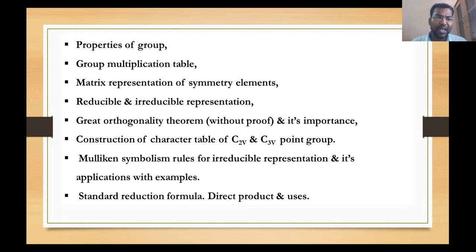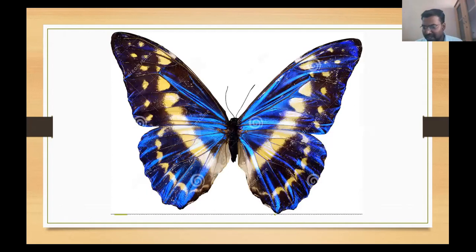Then an important topic that we will discuss is the group multiplication table. Then matrix representation of these symmetry elements, then reducible and irreducible representations. After that, we will talk about the great orthogonality theorem without proof, and its importance. Then the construction of the character table for two important point groups, that is C2v and C3v. Then we will talk about Mulliken symbolism for irreducible representations and its application with examples. Then the standard reduction formula, direct products and their uses. These are the syllabus topics that we will focus upon in the next few lectures. You don't worry about this syllabus; one by one, I will cover all the detailed things.